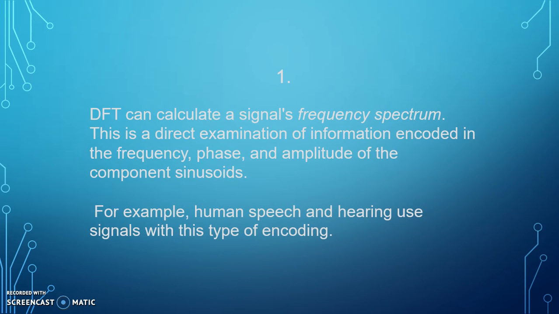First, the DFT can calculate the signal's frequency spectrum. Basically, DFT can dissect any signal into its frequency spectrum. This is a direct examination of the information encoded in the frequency, phase, and other aspects of digital transmission. For example, human speech and hearing use signals with this type of encoding. As we all know, the human range of audibility is between 20 Hz and 20 kHz, and that is the frequency spectrum of the human ear.